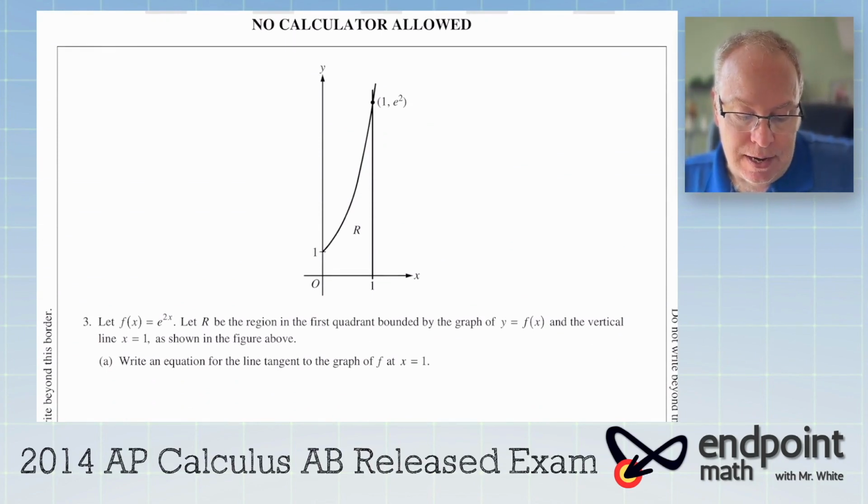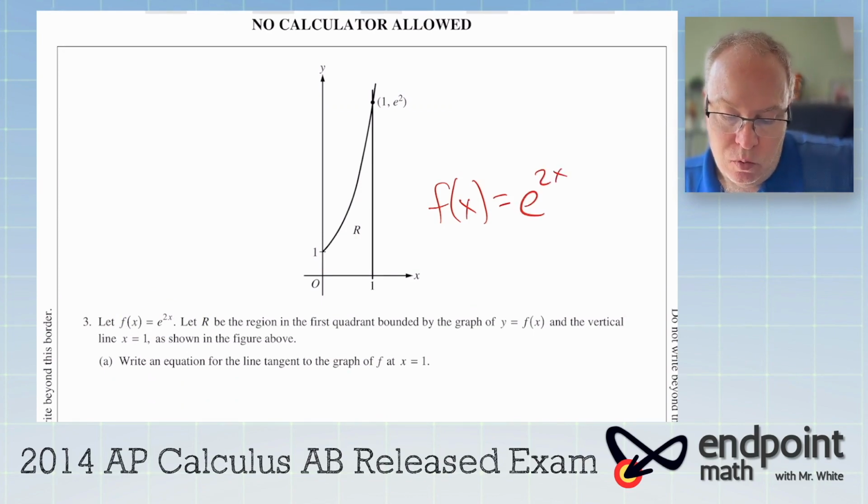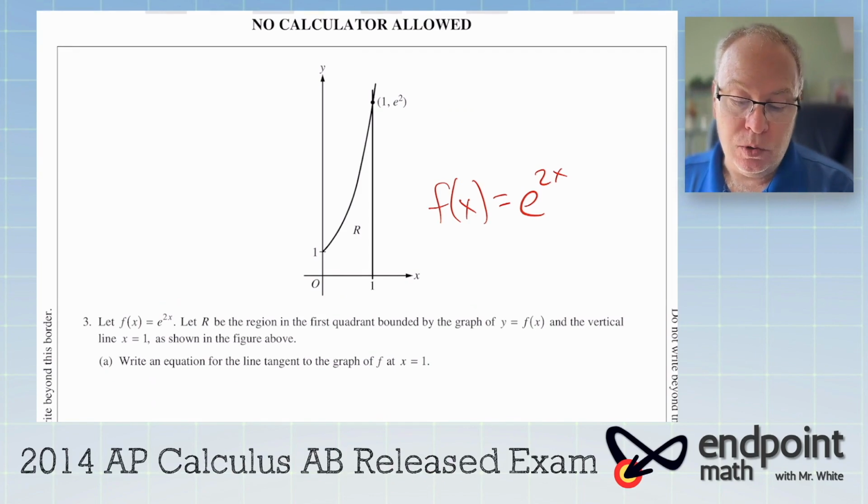It says f of x equals e to the 2x. That's what we're looking at here. Let R be the region in the first quadrant bounded by the graph that you see there and the vertical line x equals 1. Sounds like we're going to be doing an area, maybe revolving kind of problem, right?